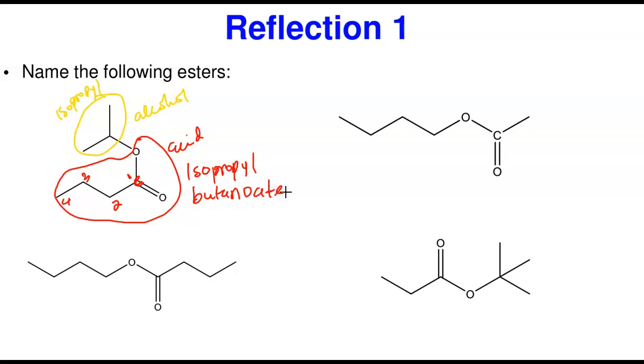That is how we name this. So this is called isopropyl butanoate. We now go to the next one. Let's look at this one next. In naming this one, okay, let's say this one.